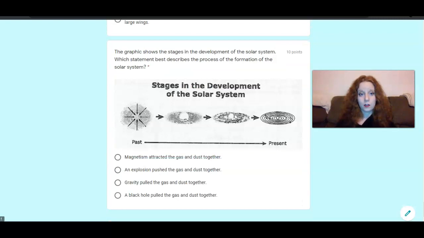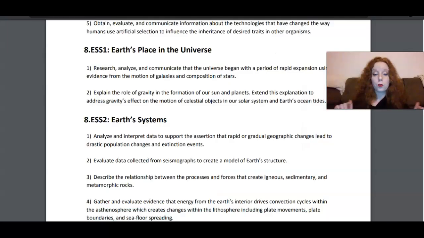This question hits on 2 standards. It's going to talk about the one that we are currently on, and it's also going to talk about this standard, the one directly under the one that we are currently covering, 8.ESS1.2. Explain the role of gravity in the formation of our sun and planets. Extend this explanation to address gravity's effect on the motion of celestial objects in our solar system and Earth's ocean tides. So let's go back to the question for a sec.